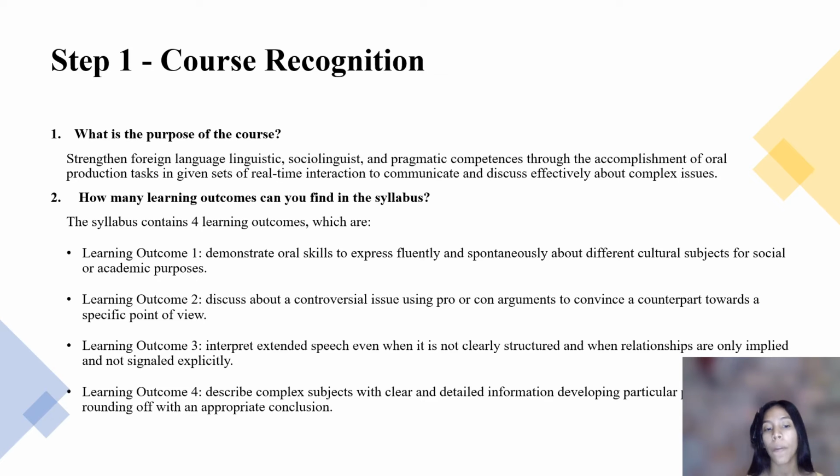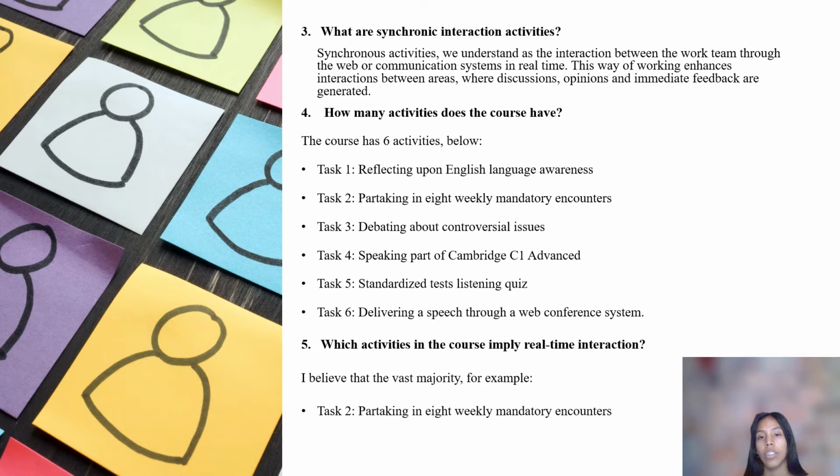Learning Outcome 4, describe complex subjects with clear and detailed information, developing particular points and rounding off with an appropriate conclusion. Okay? What are synchronous interaction activities? Synchronous activities we understand as the interaction between the working through the web or communication systems in real time. This way of working enhances interaction between areas where discussing opinions and immediate feedback are generated.